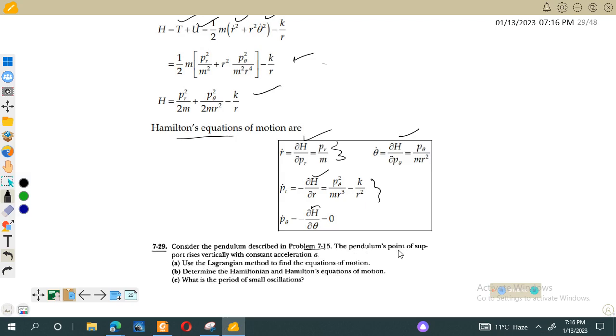The pendulum's point of support rises vertically with constant acceleration a. Then we have to use the Lagrangian method to find the equation of motion. In the second part, determine the Hamiltonian and Hamilton's equations of motion, and then what is the period of small oscillation. So these are the requirements of the question we have to find. Let's go to the solution.